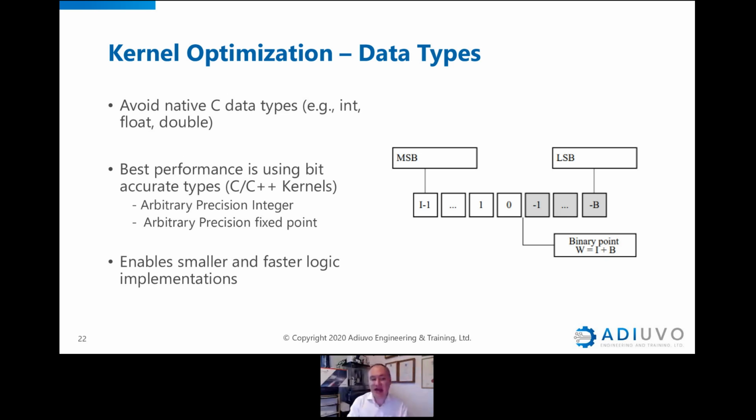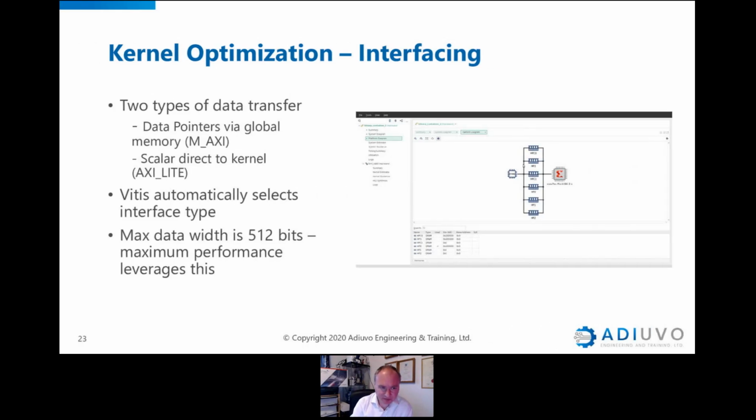The best performance we can get is to use the bit accurate types in the C and C++ kernels. We can do that using the arbitrary precision integers or the arbitrary precision fixed point libraries. We can still work with floating point numbers, because they handle that floating point to fixed point conversion for us quite well, and make sure that all our mathematics is correct, but you're working with a fixed point number. That enables the programmable logic to be much faster, much smaller, and a much better implementation than what it might do if you'd used a native C type.